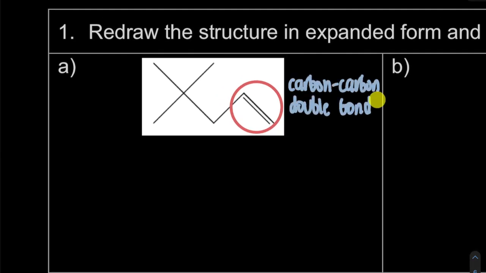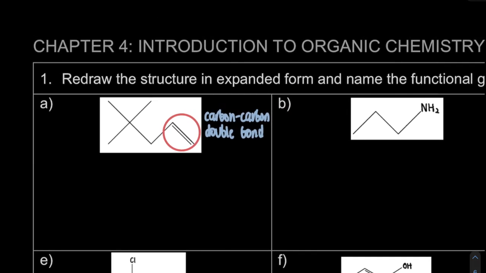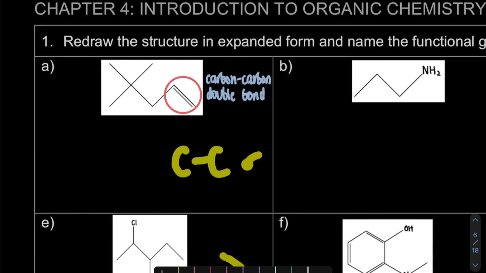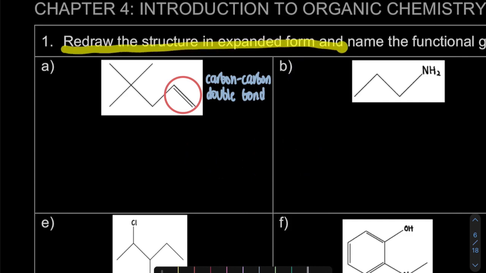Make sure you write it down like this. Don't write it down as just C double bond, that is considered wrong. You have to write down the full name of it: carbon-carbon double bond. But actually, the question first asks you to redraw the structure in expanded form. So let's do it together.